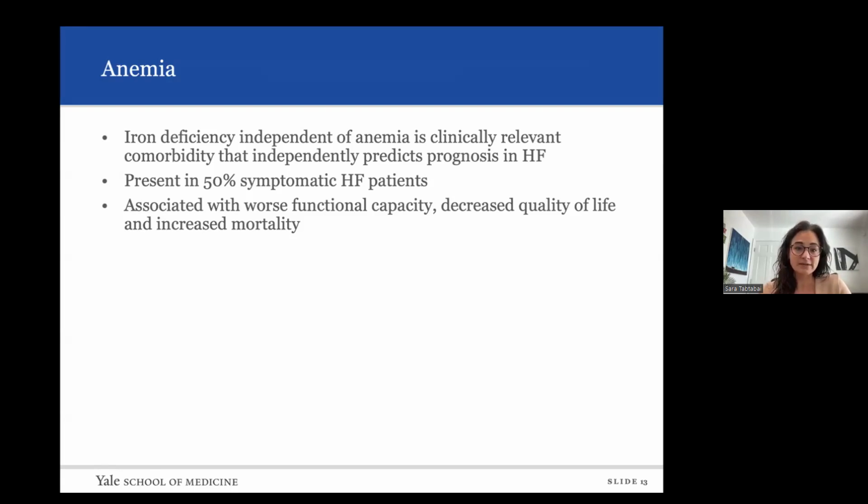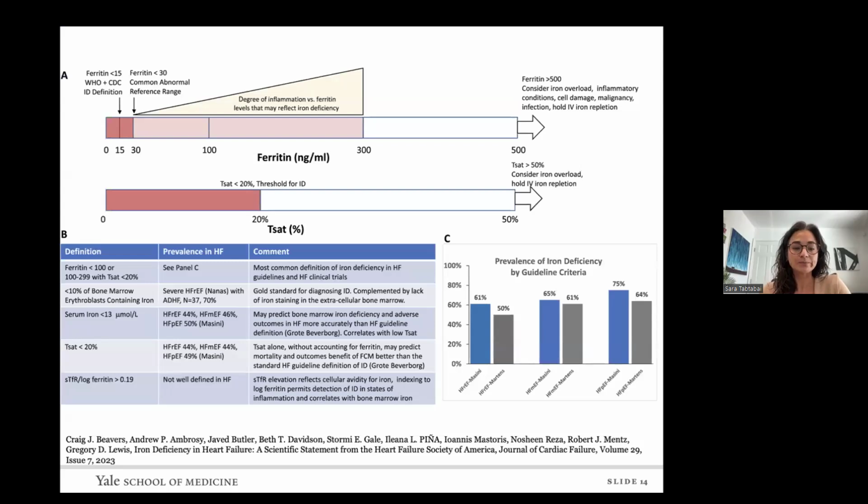About 50% of symptomatic heart failure patients are iron deficient. And in those patients, it's associated with worse functional capacity, decreased quality of life, and increased mortality. So it's a very important comorbidity for us to pay attention to. This is coming from a summary written by an old mentor of mine, Dr. Lewis, Iron Deficiency and Heart Failure, a scientific statement from the Heart Failure Society of America, and that's here along the bottom panel. And this was published in 2023.